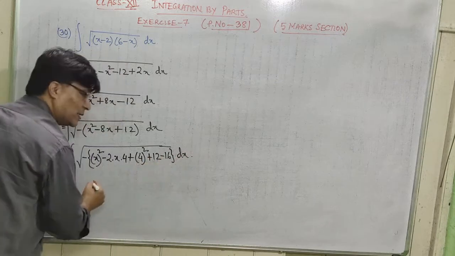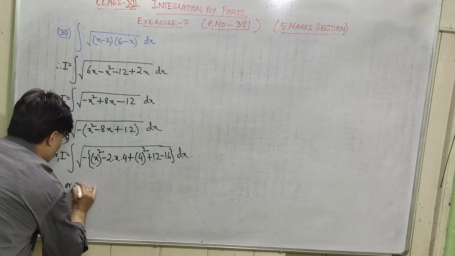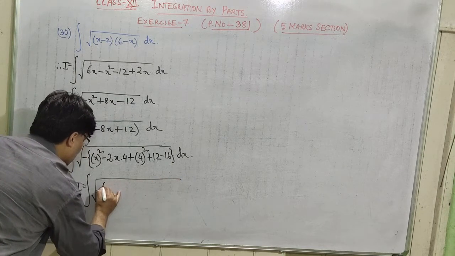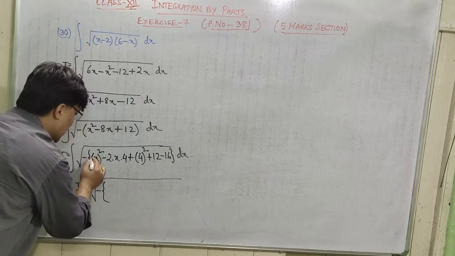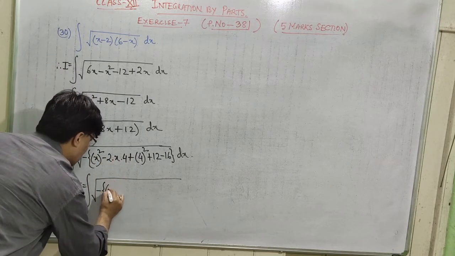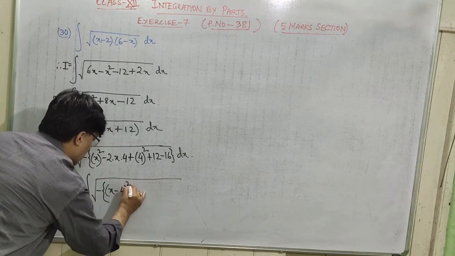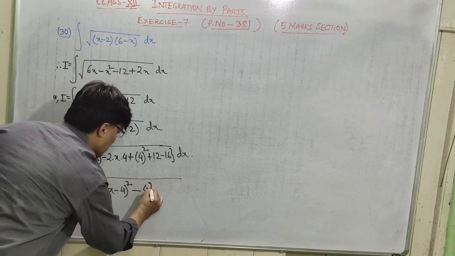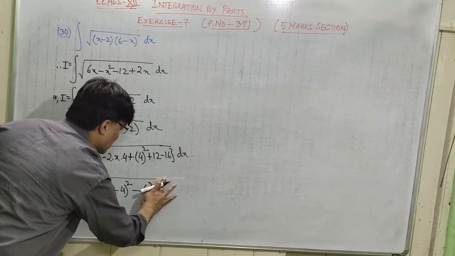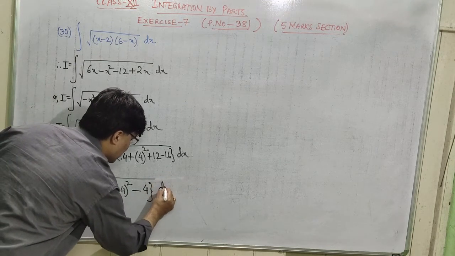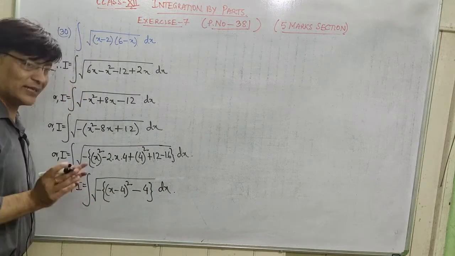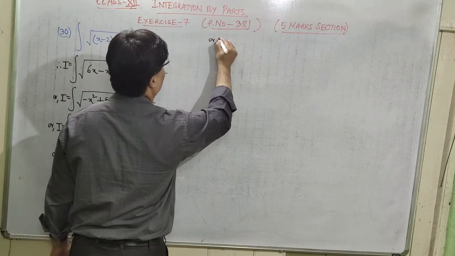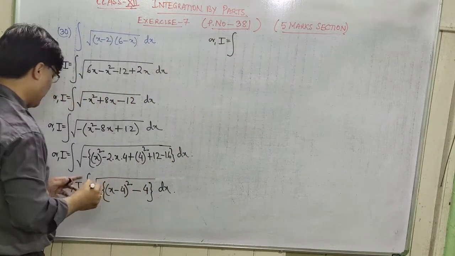So second bracket is closed, then dx. Or I is equal to integration of within square root minus second bracket is opened, a square minus 2ab plus b whole square is x minus 4 whole square plus 12 minus 16 is minus 4. Here second bracket is closed. Then outside square root there is dx. Is that understood? So now let us multiply by minus sign here.